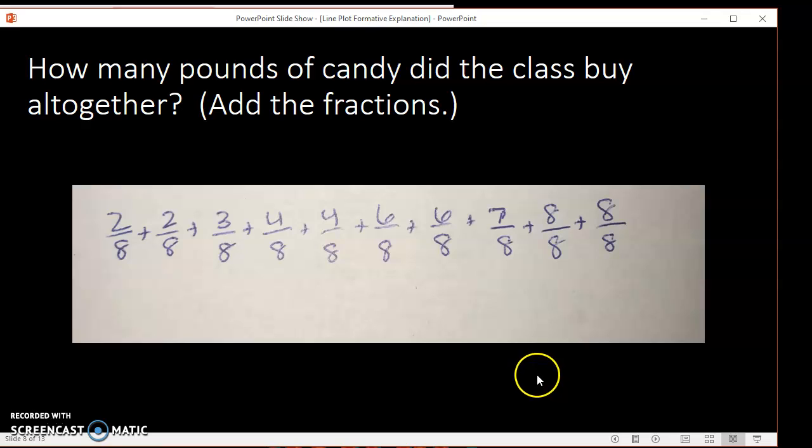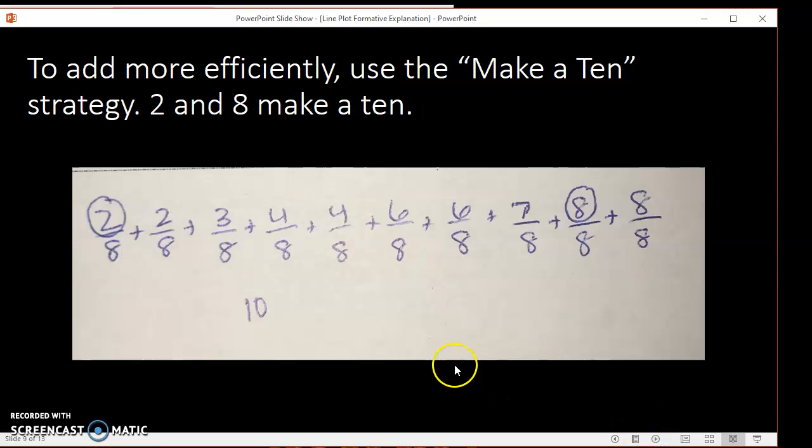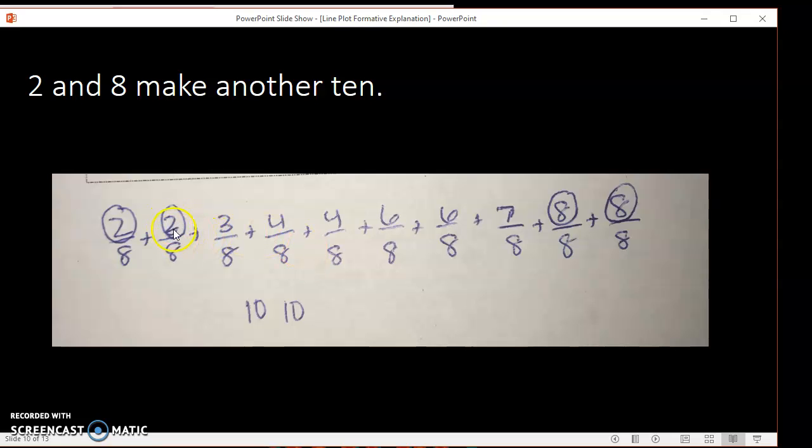So now the question is, how many pounds of candy did the class buy all together? So now we need to add the fractions. I'm going to put addition signs between all my fractions there, and we're going to add them all up. To do this more efficiently, I'm going to use the make a 10 strategy. Notice that there's a 2 here and an 8 here. I can put them together and make a 10. I can do that with the next 2 and the next 8 and make another 10.